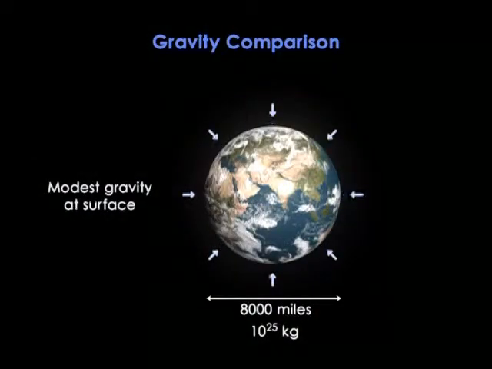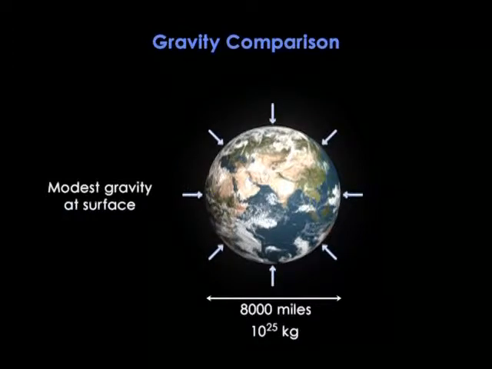Now, at this point, I should say something about the nature of black holes. From our perspective in this course, their main quality is simply that they contain a great deal of mass within a tiny size, so that close to the black hole, the gravity is extremely strong. Just to give you an idea, here's the Earth with about 10 to the 25 kilograms of rock within a sphere 8,000 miles across.